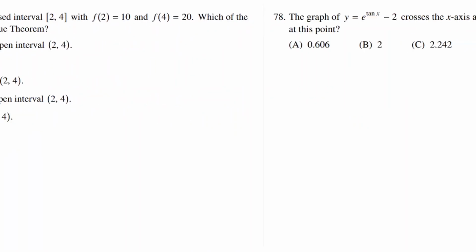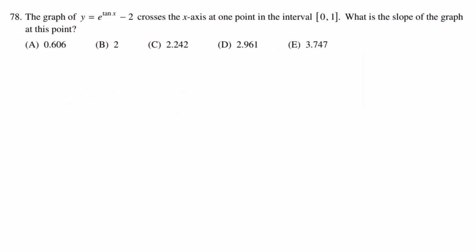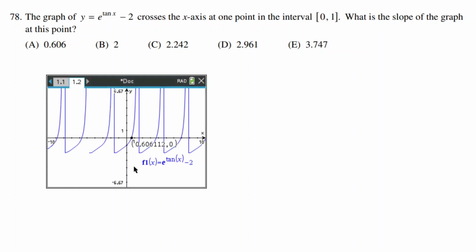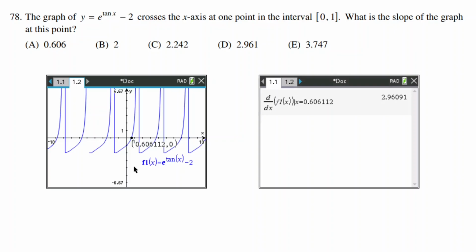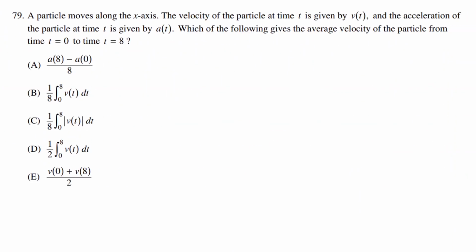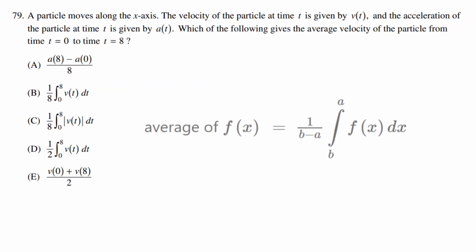In 78, we can find where it crosses the x-axis by graphing the function on our calculators. We save the x-coordinate and then use it to derive the function at that point, and we get 2.961, which is D.